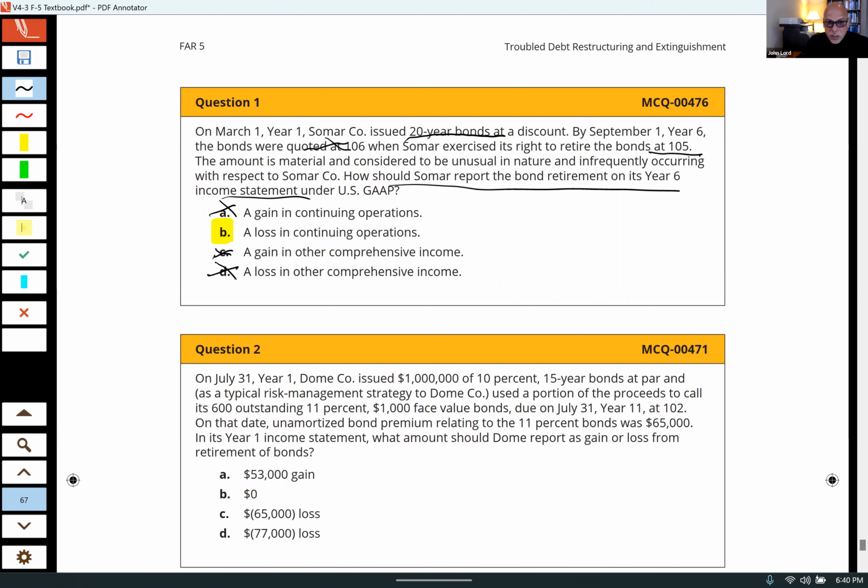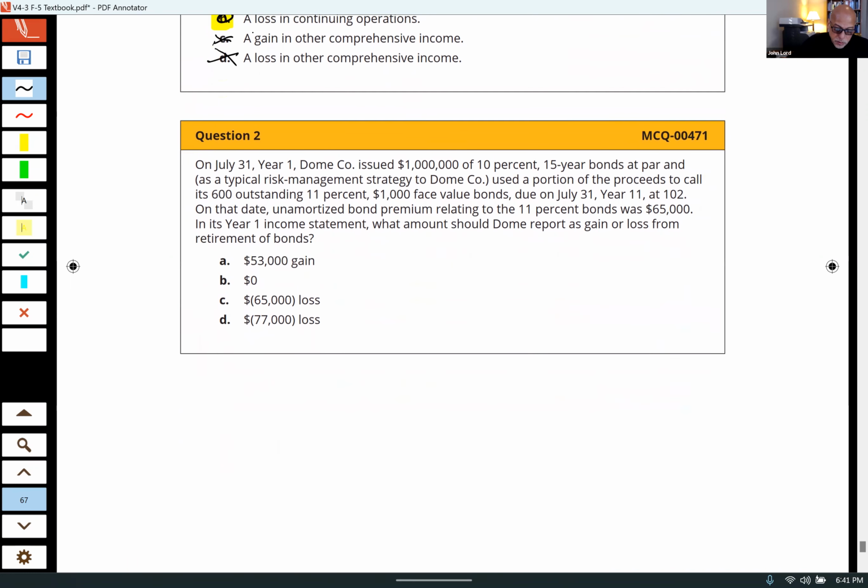So it's just loss in continuing operations. Now, maybe you got a little shy about B because you were thinking they were talking about operating income. It could very well be non-operating, but it is part of our income from continuing operations, right? Okay, good. Let's look at this one.